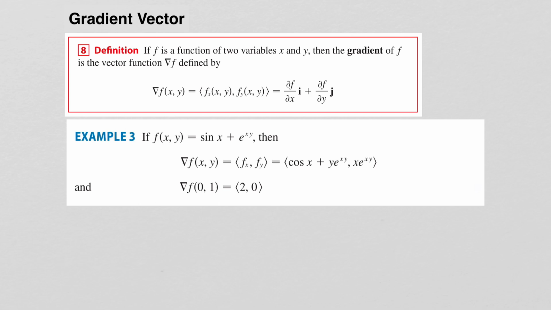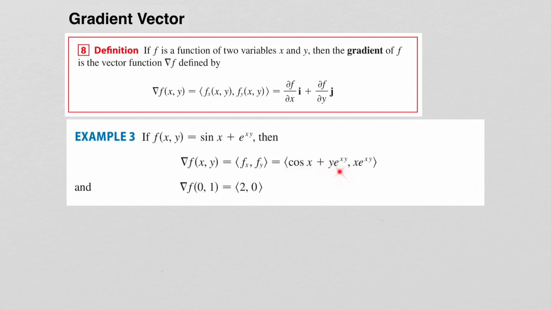So for example, if the function f of xy is sine of x plus e to the xy, the gradient vector of this function is simply the vector fx fy. The derivative here with respect to x is cosine of x plus y e to the xy, and the derivative here with respect to y is x e to the xy. And if I want the gradient vector at a point, all I need to do now is plug in the values, x equals 0 and y equals 1 in this case. And when I plug those in, I get the vector 2, 0.